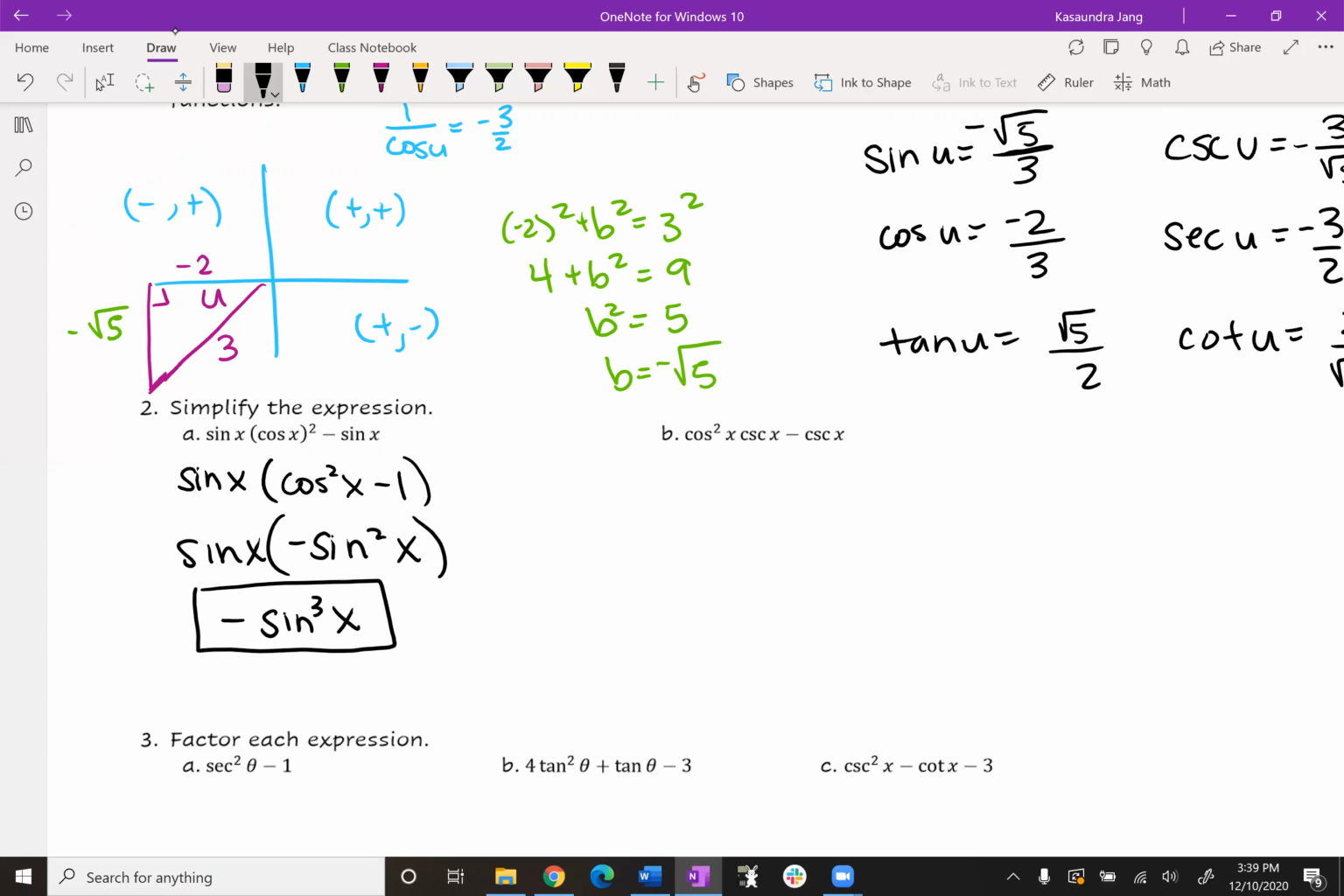Let's try this on the next one. And I have kind of the same indicator. I've got this cosine squared, so that's really making me think I'm going to use that same identity. But let's factor out my cosecant. These both have a cosecant. So when I factor out the cosecant of x, I am left with a cosine squared of x minus 1. And it's the same identity. Cosine squared of x minus 1 still equals a negative sine squared.